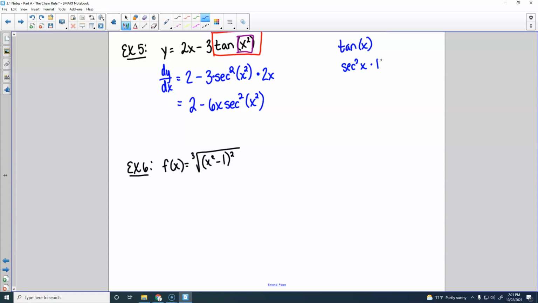All right, we got a couple options on number 6. We could do a 3-box one. Or, if I have the cube root of x squared, how could I write that? X to the 2/3. That's going to make this easier to do. So before we take the square root, let's write this as x squared minus 1 to the 2/3.